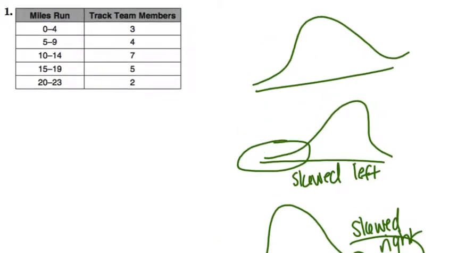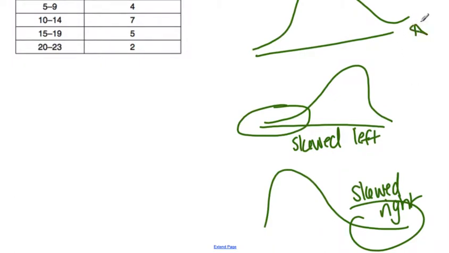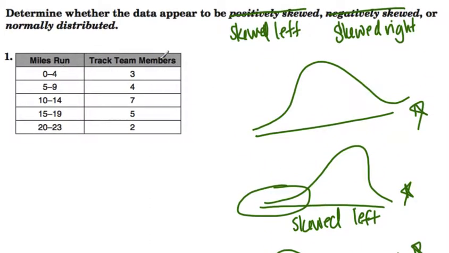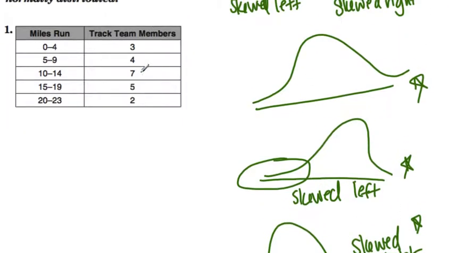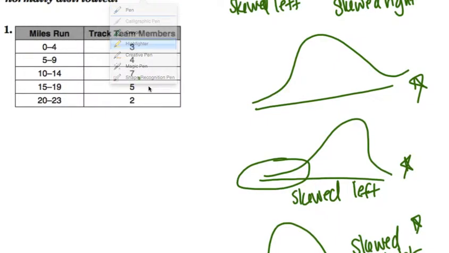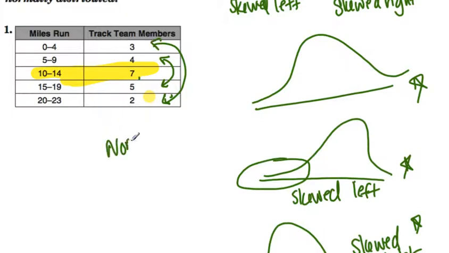So if you look at this data, it wants you to state whether it looks like the first one, second one, or third one. So let's look at this. Miles run by track team members. So 3 track team members run between 0 to 4 miles. 4 track members ran between 5 and 9. And you can see so on and so forth. So what would this be, skewed left, right, or normal? This would actually be normal if you look at this. You have a 7 in the middle, which is the biggest. And then on each side of that, they pretty much match up. So that would be a normally distributed curve.